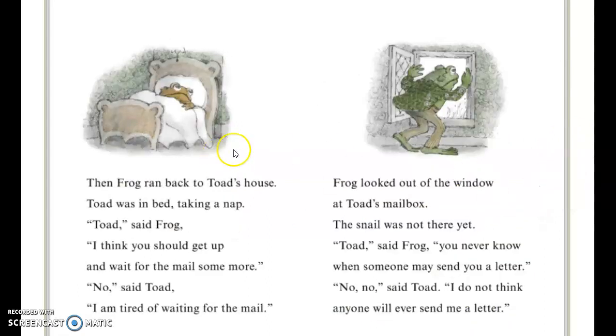Now let's keep reading. Then Frog ran back to Toad's house. Toad was in bed taking a nap. "Toad," said Frog, "I think you should get up and wait for the mail some more." "No," said Toad, "I am tired of waiting for the mail." Frog looked out the window at Toad's mailbox. The snail was not there yet.